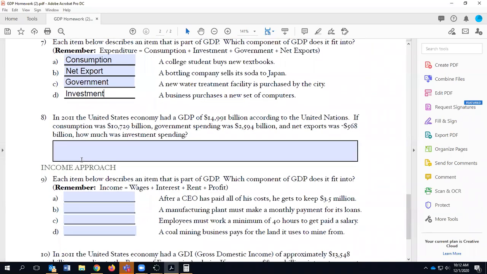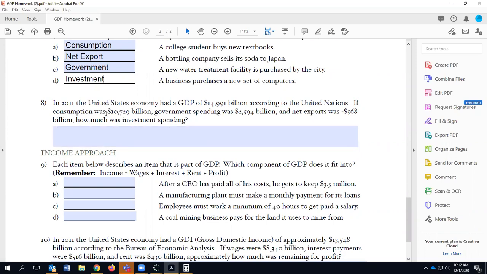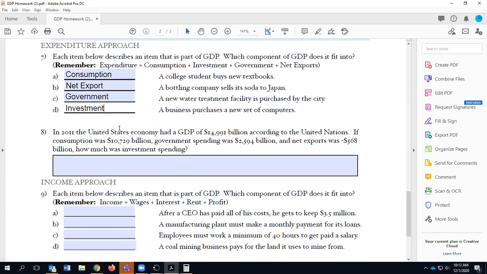All right, number 8. In 2011, the United States economy had a GDP of $14,991 billion, according to the United Nations. So if consumption was $10,729 billion, government spending was $2,591 billion, and net exports was negative $568 billion, how much was investment spending?